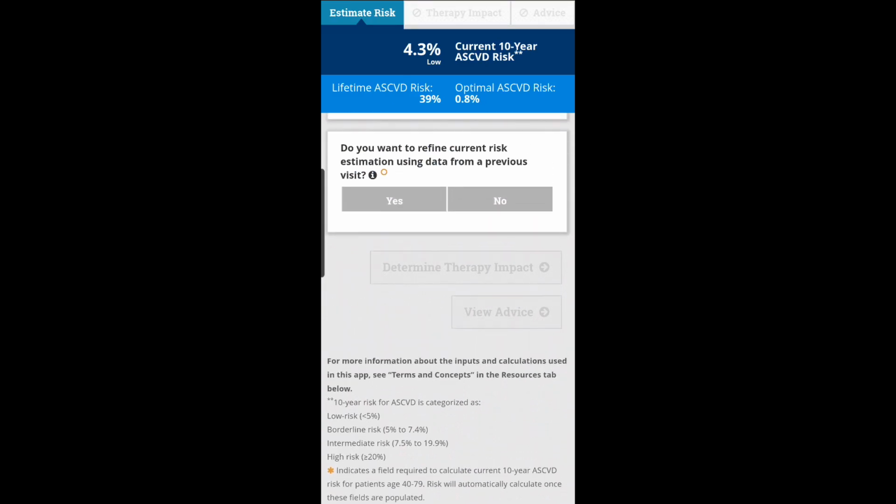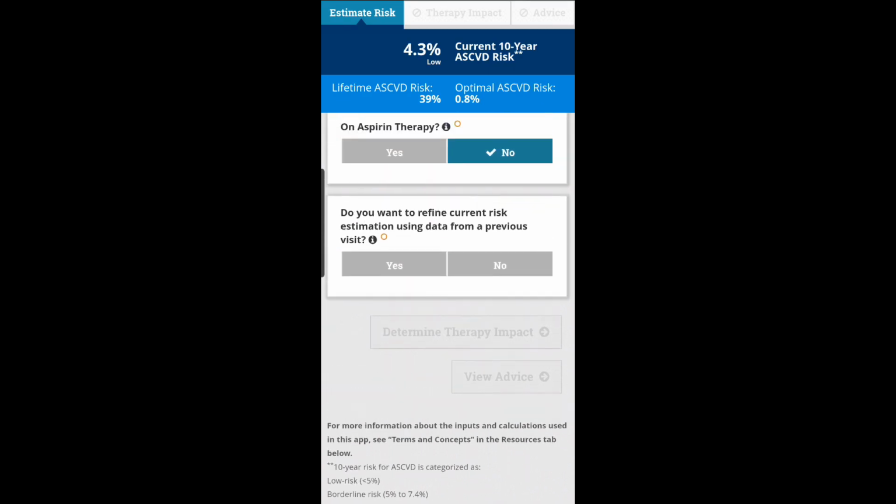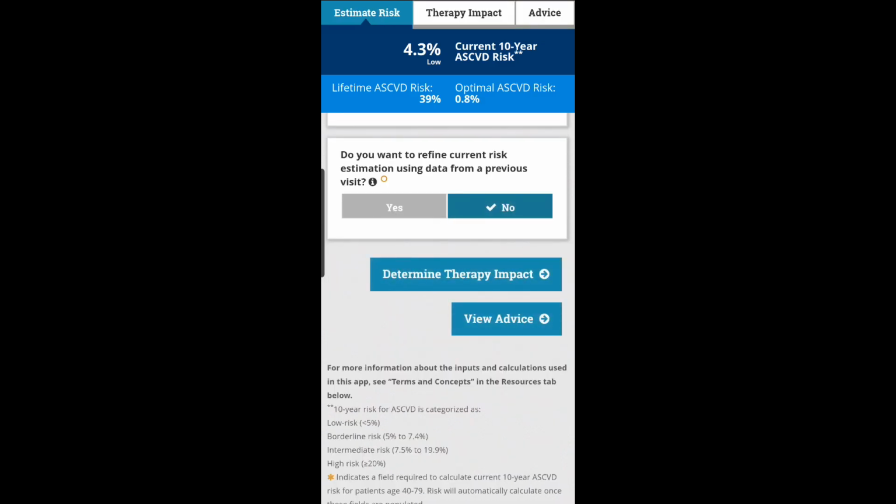So if it is low risk, what do I do? What's next? You just have to answer this next question: do you want to refine the current risk estimation using data from a previous visit? You say no. Then you see that two different things light up, which are determine therapy impact, and the second one is view advice. So we'll go into determine therapy impact.